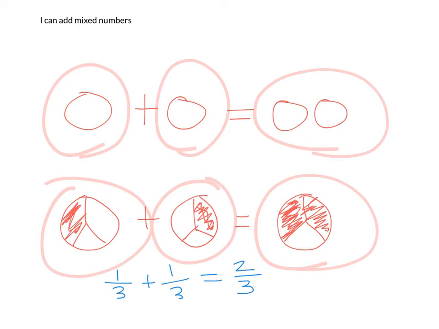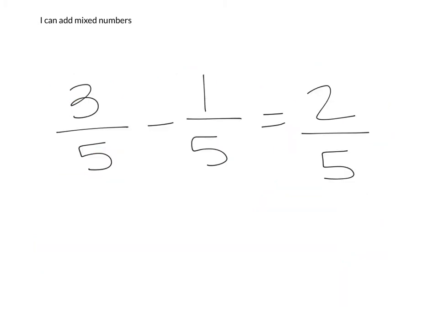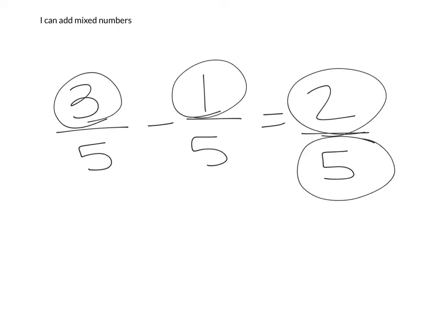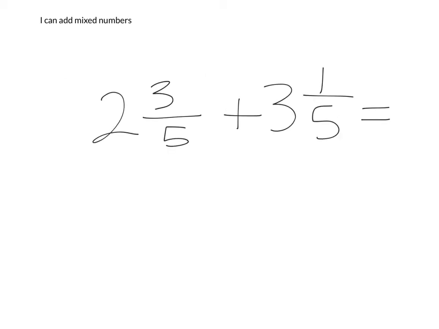When we add fractions, we add the numerators together, and the denominator stays the same. The same is true when we subtract fractions. We just subtract the numerators, so 3 minus 1 equals 2, and the denominator stays the same, so our answer is 2/5.